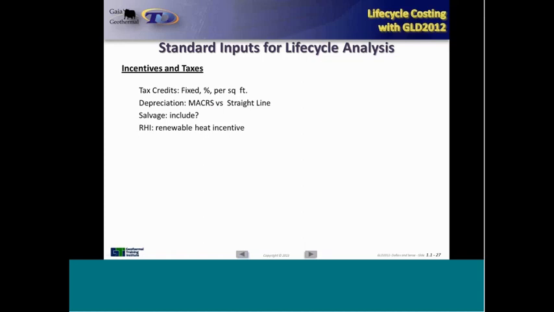Another thing to consider that I've just sort of popped in here is salvage value. Do we include salvage value in our analysis? You spend $500,000 or $1 million installing a ground loop in the ground. That thing has residual value 10 years in the future, 20 years in the future, 30 years in the future. Do we want to consider that in our life cycle analysis? And then we also have the renewable heat incentive, which I mentioned is basically a credit for renewable BTUs rather than non-renewable BTUs.